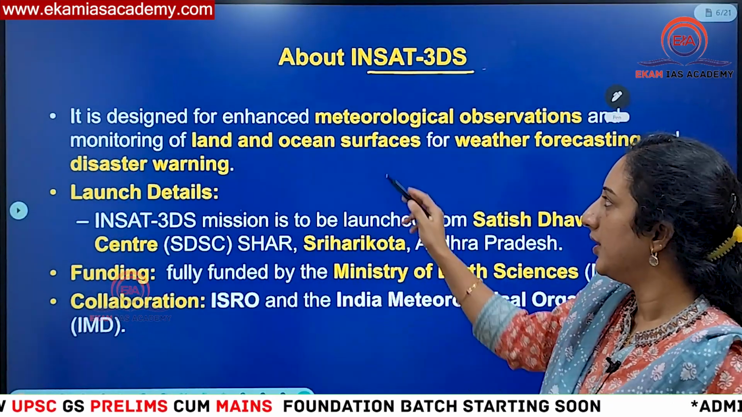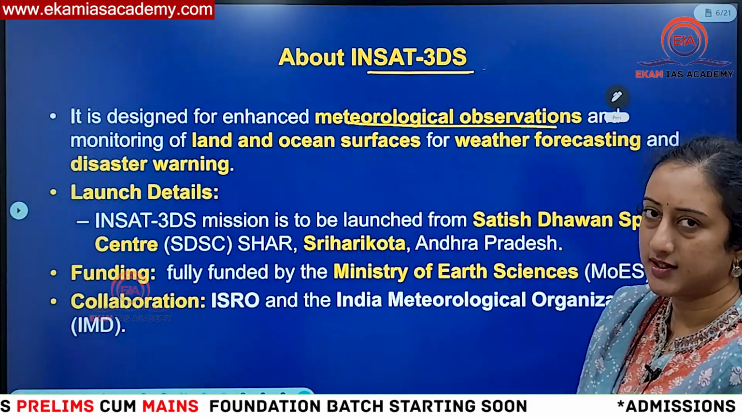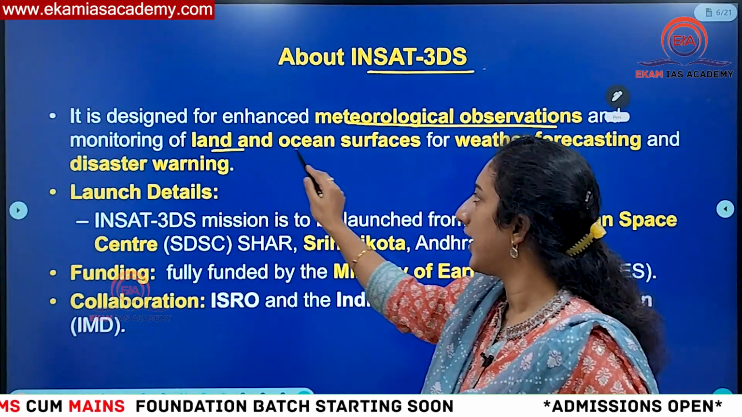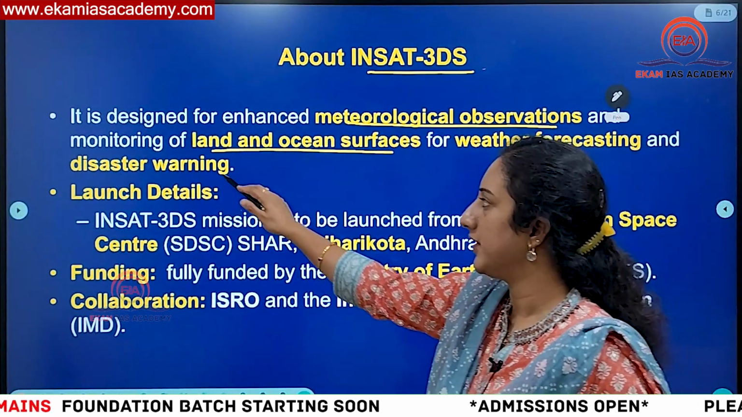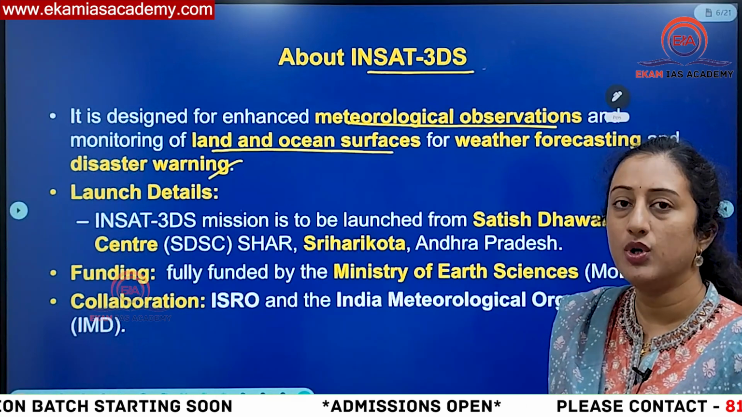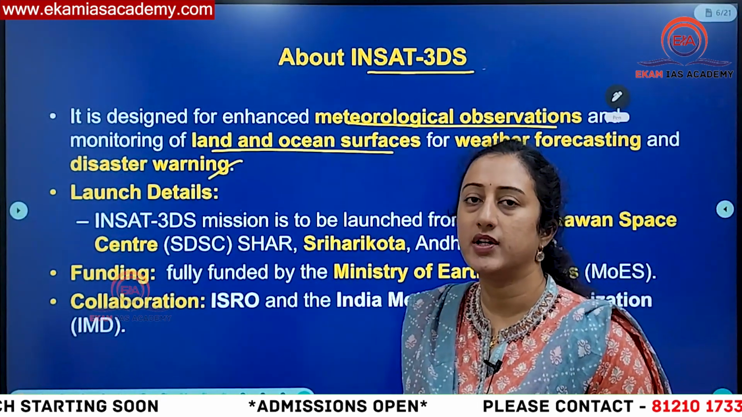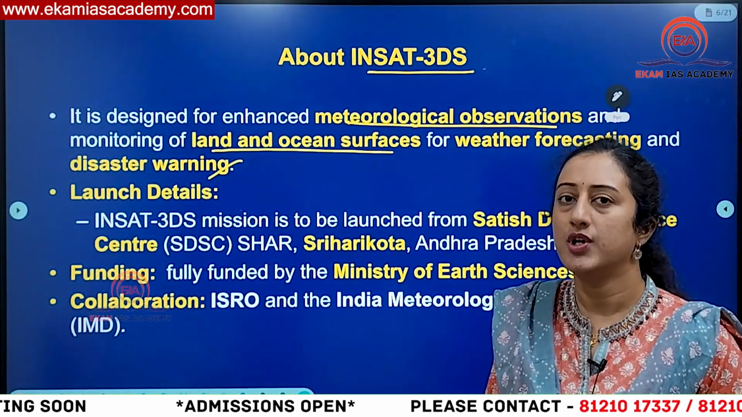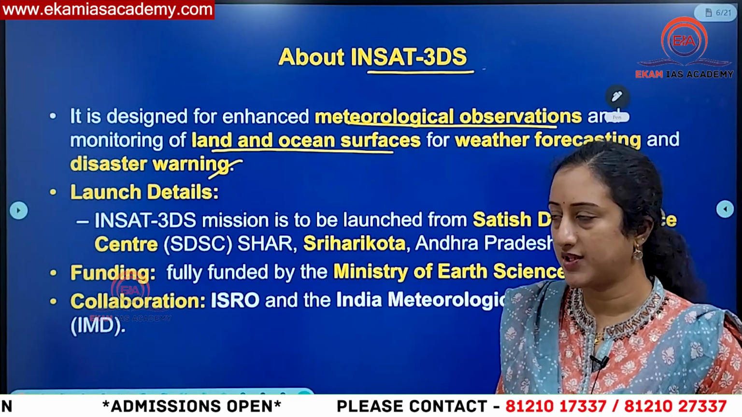As I told you, this is a meteorological observation satellite, especially for monitoring land and ocean surfaces, and also for giving disaster warnings. This is a communication satellite giving weather and meteorological data, earth related data, and also any data related to search and rescue and disaster management.